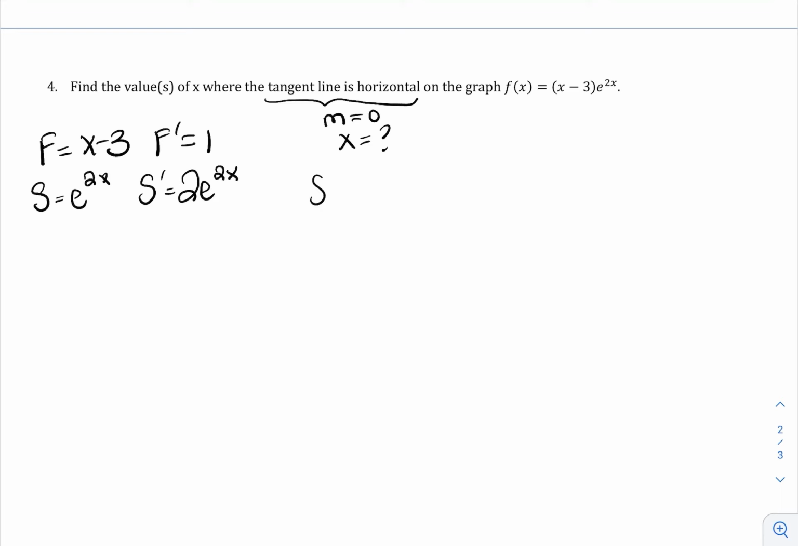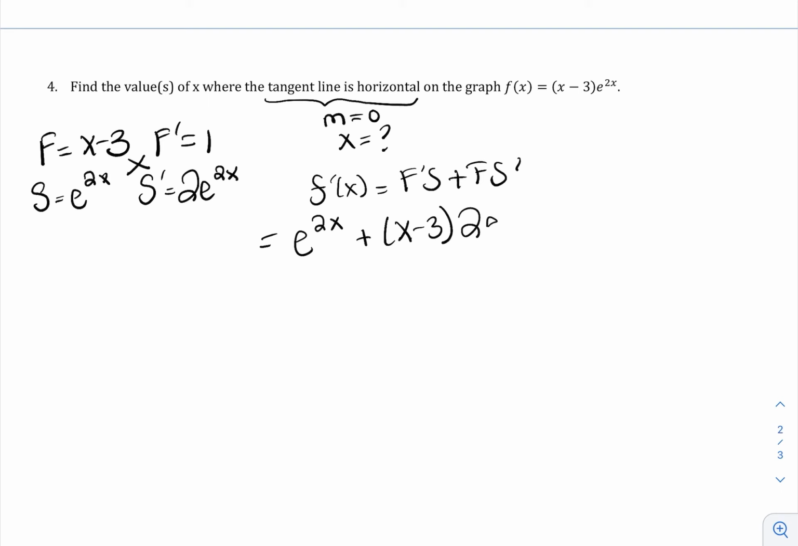So f prime of x is equal to f prime s plus f s prime equals, I'll make some room for myself, cross cross, 1 times e to the 2x, so I'll just write directly e to the 2x, plus x minus 3, 2e to the 2x. Now, I'm going to simplify this because I can see that in this term and this term, I do have a common factor of e to the 2x. So I'm going to pull out the e to the 2x.